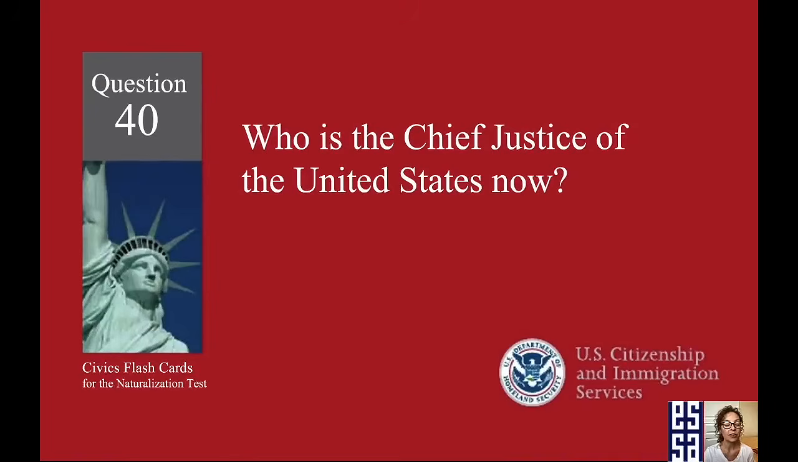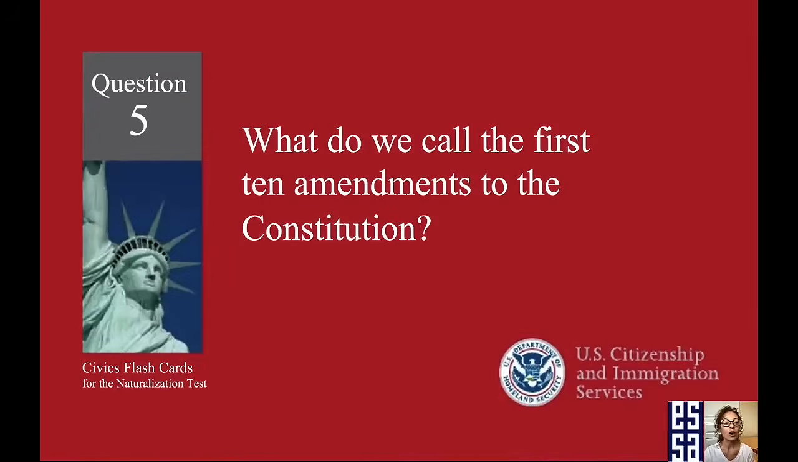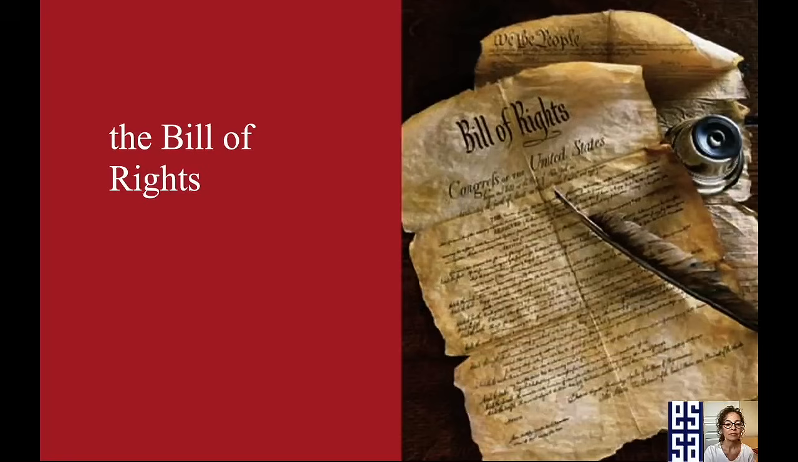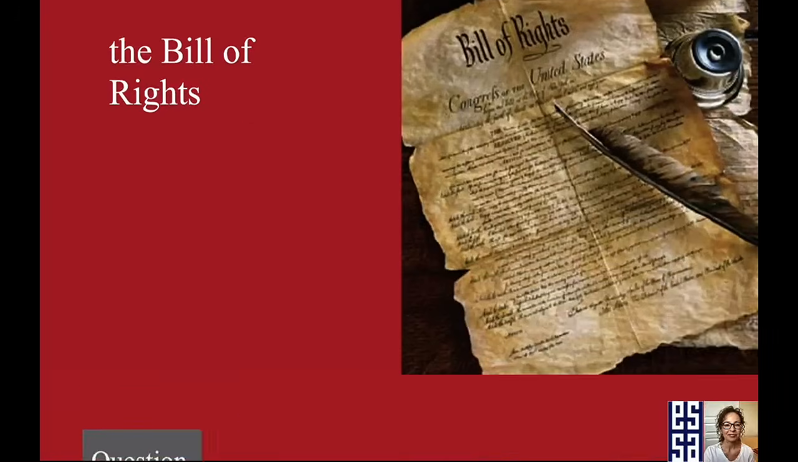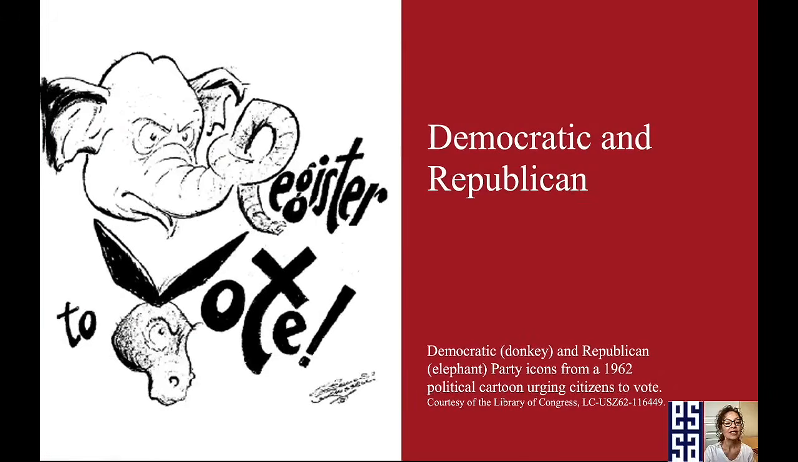Who is the Chief Justice of the United States now? Chief Justice is John Roberts. What do we call the first 10 amendments to the Constitution? The Bill of Rights. What are the two major political parties in the United States? Democratic and Republican.